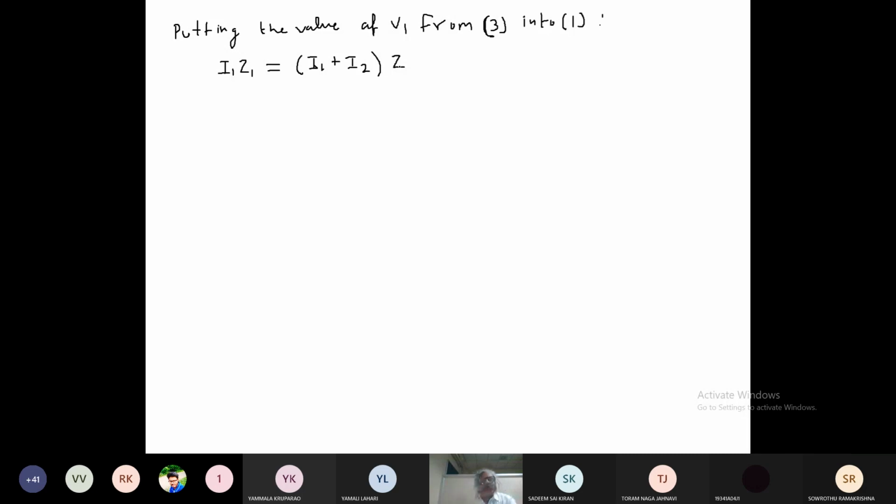Now we will bring this equation in terms of Z1, right? So Z1 is equal to I1 plus I2 Z by I1. Or this equation we can write it as, in numerator this I1 and denominator I1, this we will cancel out. So we will get here 1 plus I2 by I1 Z, right? We have come to this equation.